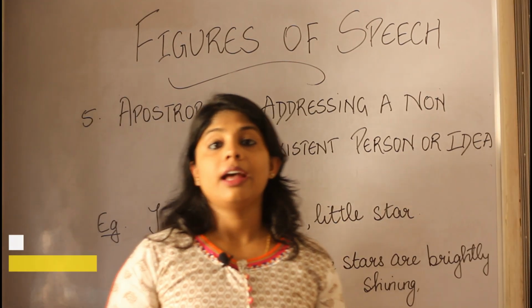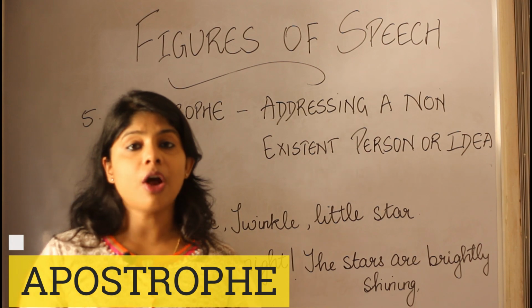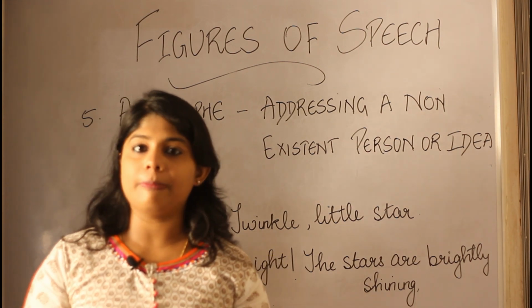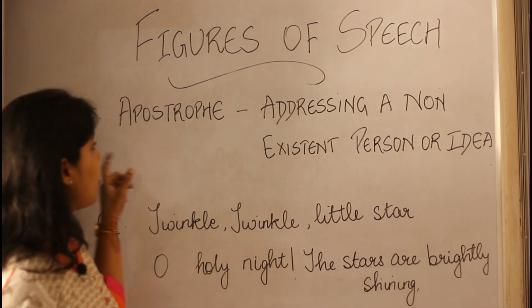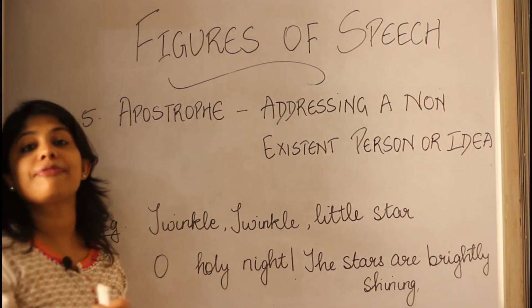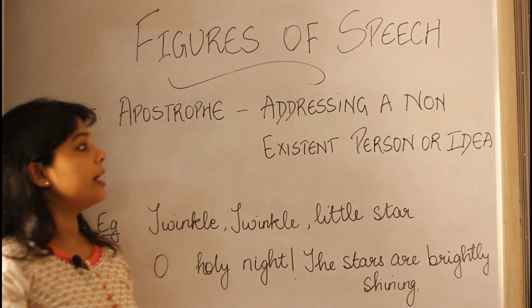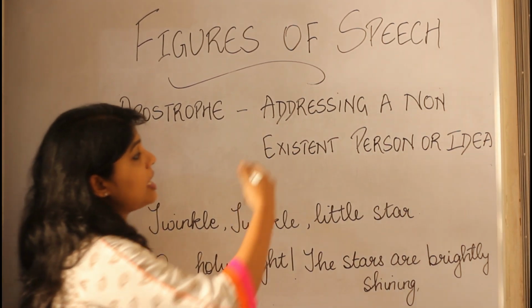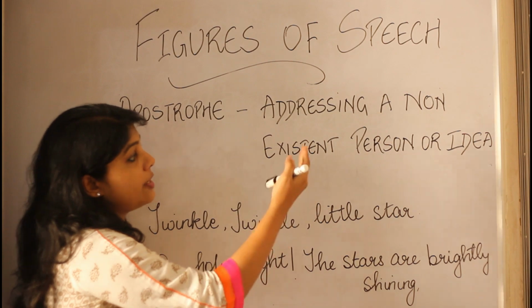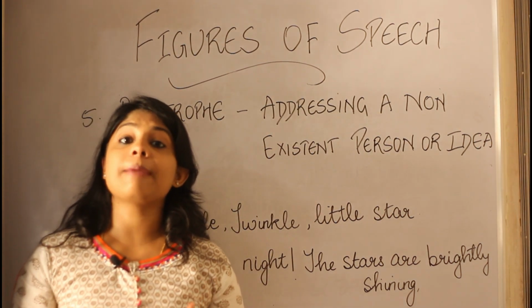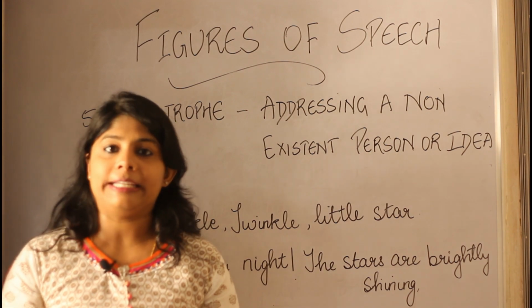The next one, an apostrophe. Do not get confused with the apostrophe, which is also a punctuation mark, but here we are going to deal with apostrophe as a figure of speech. An apostrophe is an arrangement of words which is used to address a non-existent person or idea as though it is present and is capable of understanding the feelings.